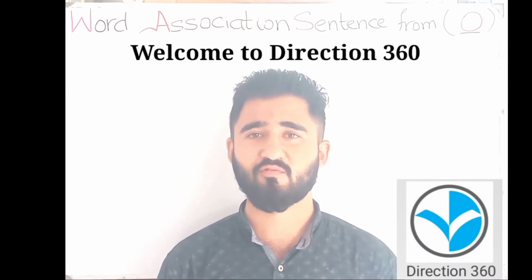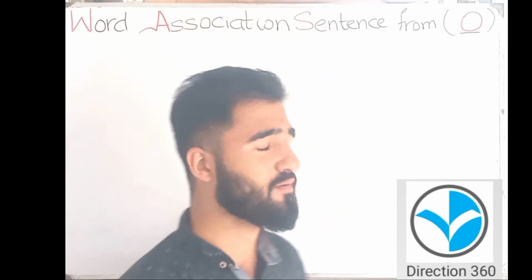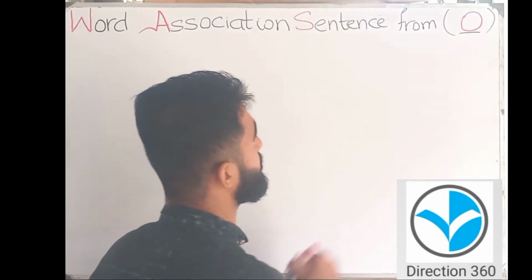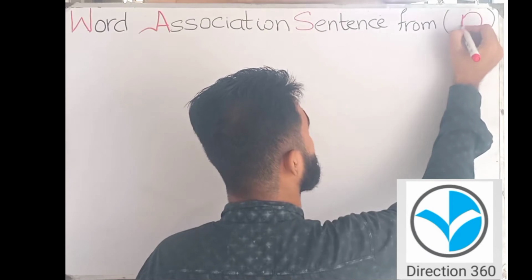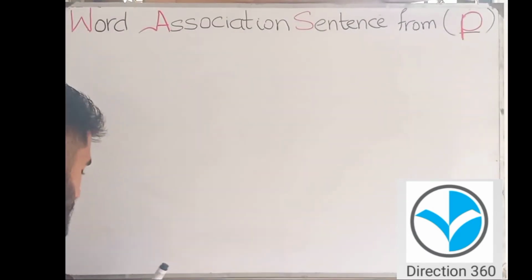In this video lecture, we are starting word association sentences starting from alphabet P. The first word is practice.